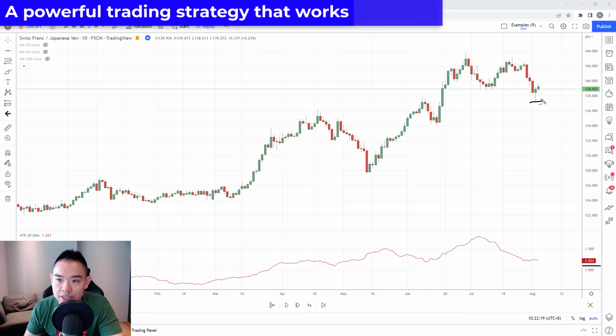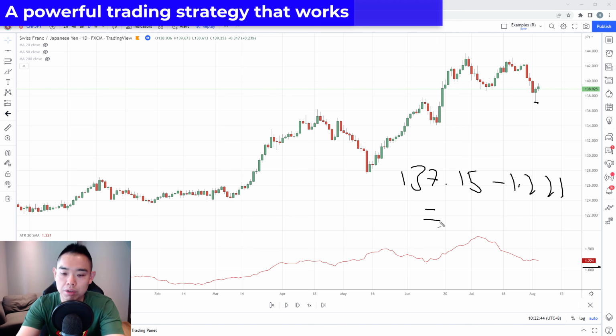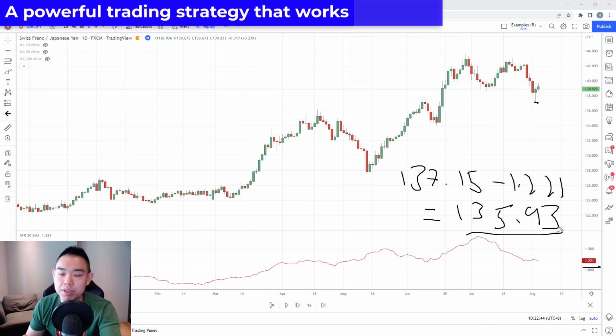So the low of this candle, right, is actually, let me just bring my cursor here, 137.15. Okay, so 137.15. This is the low over here, and I minus off one ATR, which is 1.221. And what does it give me? I'm just going to pull out my trusty calculator, and I get 0.221. I'm just going to round up to make things easier. 135.93. Okay, so this will be my stop loss level.